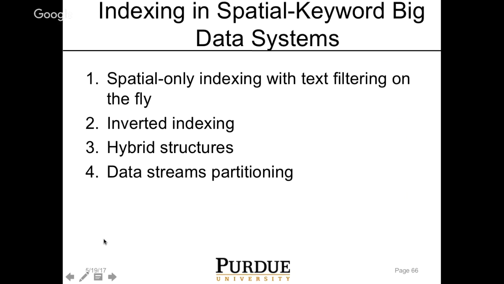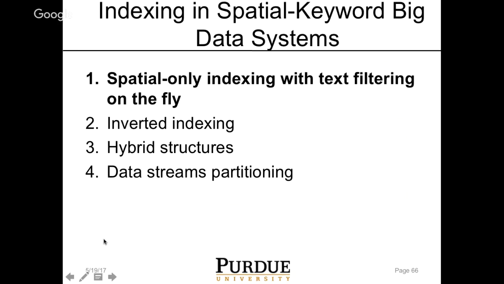We can classify the approaches for indexing spatial keyword data into the following categories. The first one is spatial-only indexing with textual filtering on the fly. And then there are inverted indexing techniques, and hybrid structures that use both spatial and textual indexes. And then there are, for streaming systems, data stream partitioning across multiple worker processes.